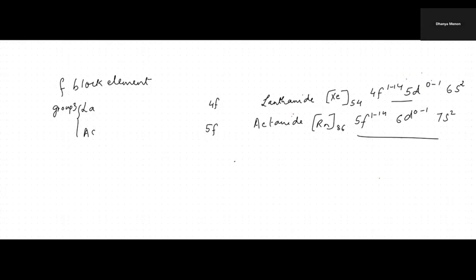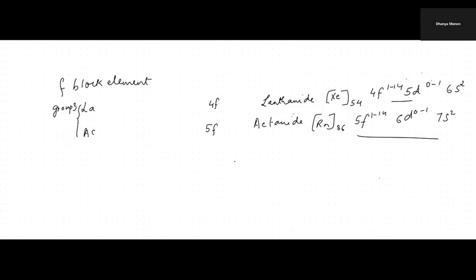Okay, so these lanthanides and actinides are metals. Some of them are man-made. Some of them are radioactive elements too. So you can just memorize the general properties. More about lanthanides and actinides you will be learning in grade 12.